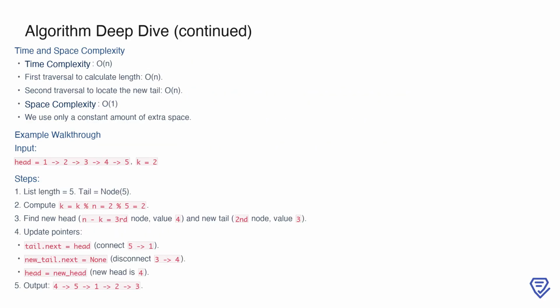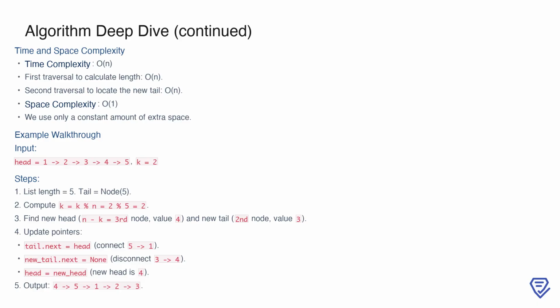The time complexity of this algorithm is O(n), where n is the length of the list. The first traversal to calculate the length takes O(n), and the second traversal to locate the new head and tail also takes O(n). Since we perform these operations sequentially, the total time complexity remains O(n). The space complexity is O(1), because we only use a constant amount of extra space to store references like the tail and new head. Let's walk through an example to solidify our understanding.